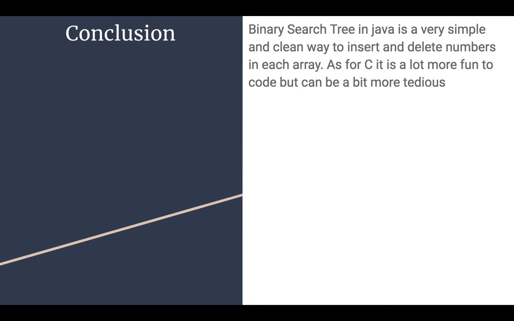In conclusion, the binary search tree was very simple and clean. It had a way to insert your numbers and delete your numbers. It had an array of 20 random integers with a range of 1 through 100 for both codes, Java and C. Although Java is what I'm used to, C is a lot more fun to code in because I get to learn a lot more. Yes, it is more tedious, but it is very fun to code in.